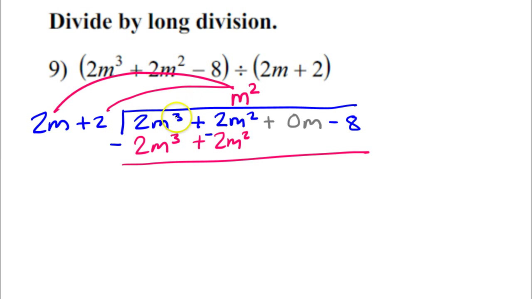Now these are always going to cancel out. In this case, these also cancel out, but that's rare. That usually doesn't happen. So that leaves me with 0m minus 8. I just bring the rest of it down. And then I start over again. Now look, 0m doesn't really exist, so I really don't need to bring it down.